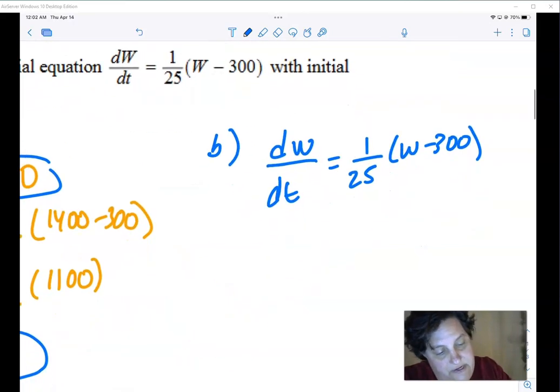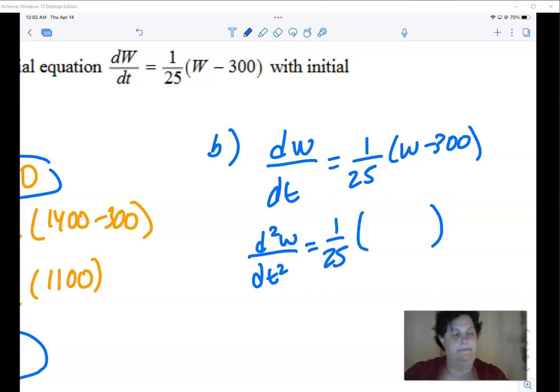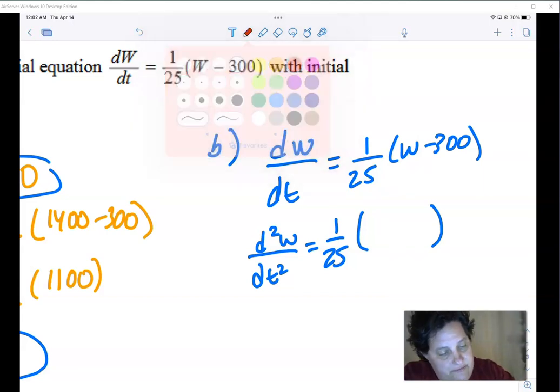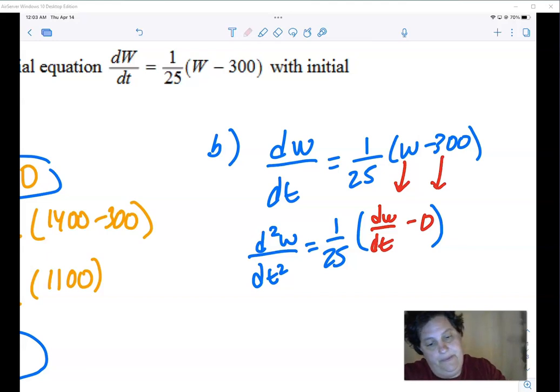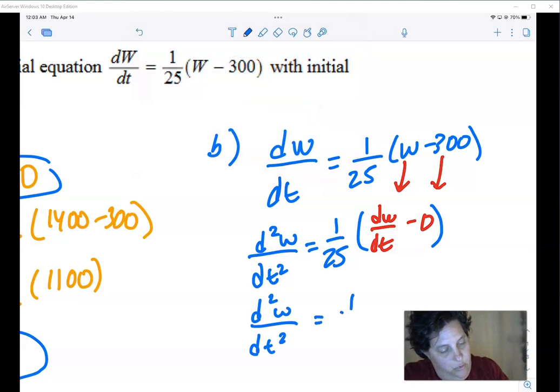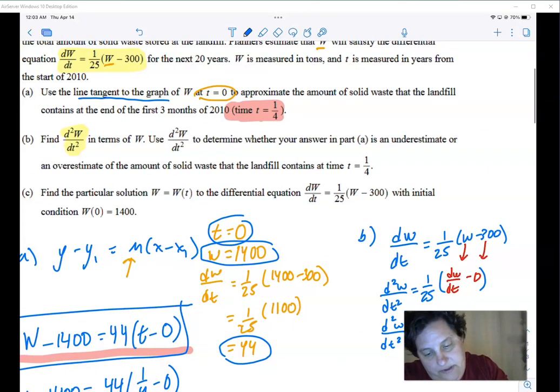Okay, the second derivative is 1/25, right? Because constants are allowed to stay out front. And then, what is the derivative of w? W prime, right? And what's another way of writing w prime? dw dt. And what's the derivative of 300? 0. Okay? So the second derivative is 1/25 dw dt.